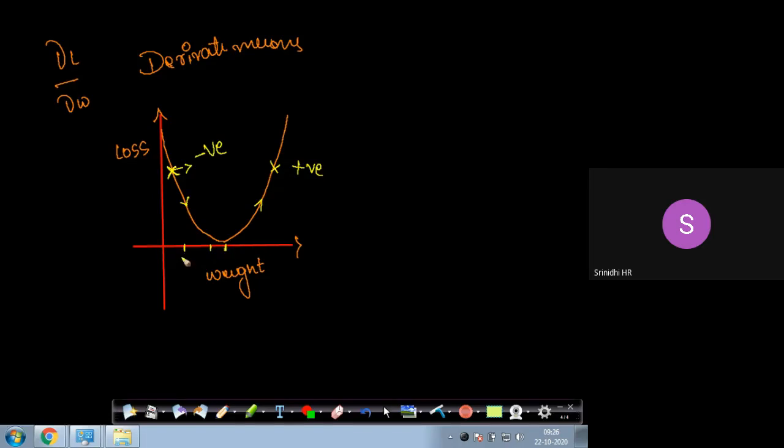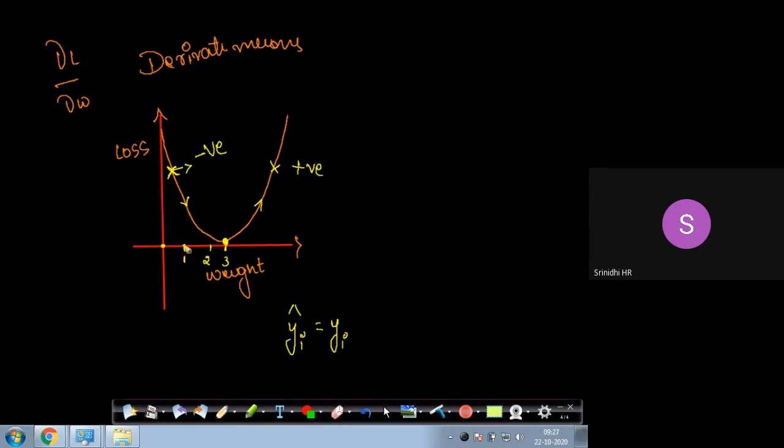Let us say this is point 1, this is point 2, and this is point 3. At what point should I stop updating my weight? When I apply the weight at point 3, the loss reaches level 0. It means that there is no loss, so that your yi cap is equal to yi. Are you understanding?